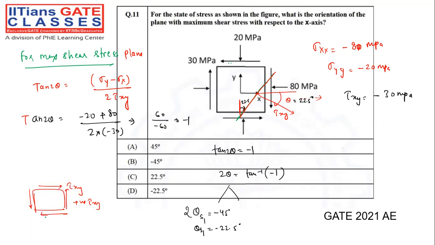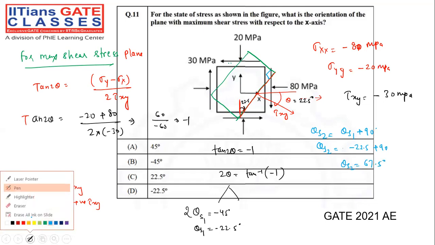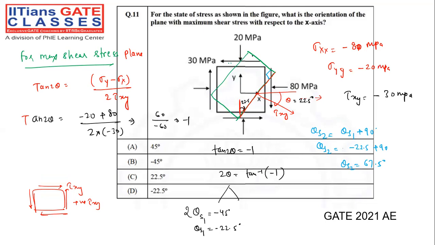Now to complete the element, we should know one more plane. What is the angle between these two planes? 90 degrees, there is no doubt in that. So theta s2 will be theta s1 plus 90 degrees. Theta s2 is minus 22.5 plus 90 degrees, which is 67.5 degrees, in the anti-clockwise direction, as you can see from the figure also.